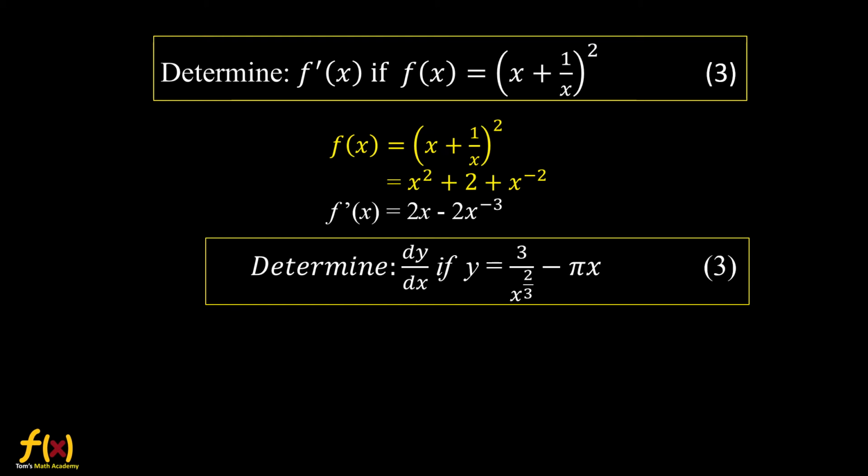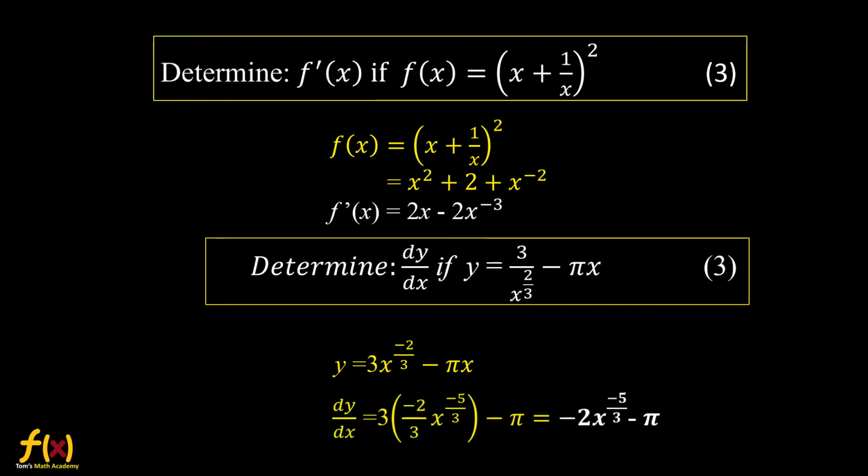y equals 3 over x to the power 2 over 3 in the denominator, minus pi x. Pi is also a constant. So we change the denominator. We write x to the power minus 2 over 3, and then we write the derivative dy over dx. When we have y equal to, the derivative uses the notation dy over dx. Derivative of x to the power minus 2 over 3.